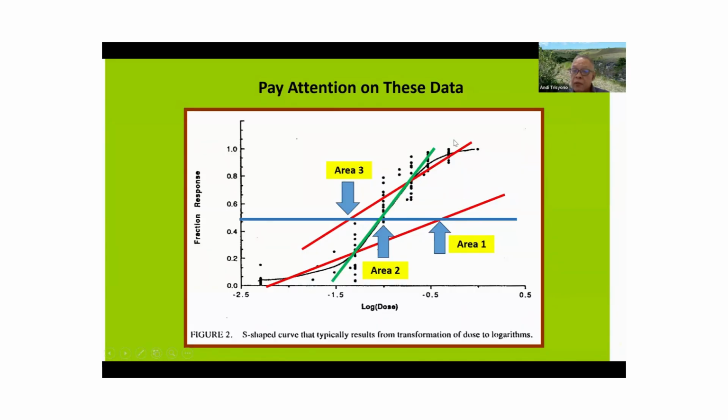It's the same thing if your data is in area 3 and you estimate the LC50 or LT50: the program will extrapolate into this line, and your LC50 is going to be somewhere around here. Using the same insecticide, the same insects, but selecting the right concentrations of doses to estimate the LC50, which is the green line here, your LC50 is going to be here.